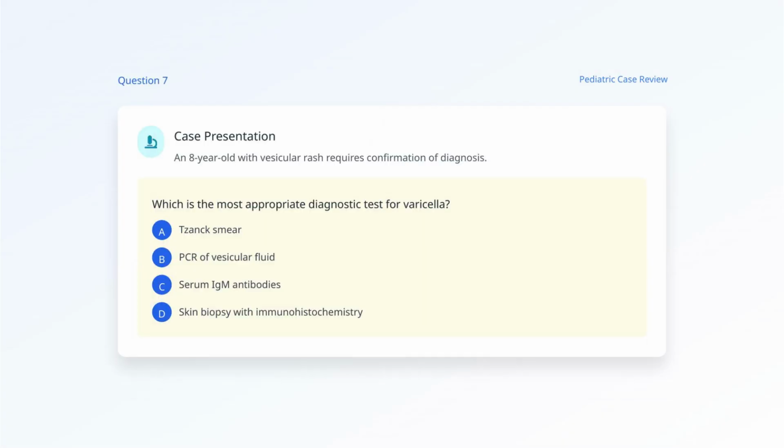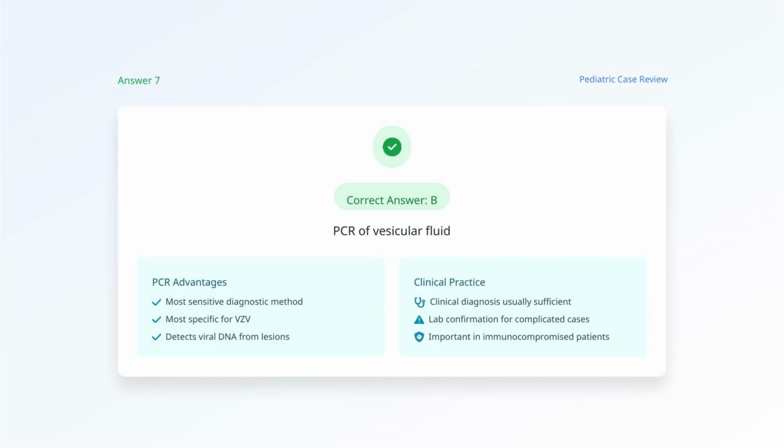An 8-year-old with vesicular rash requires confirmation of diagnosis. Which is the most appropriate diagnostic test for varicella? A. Tzanck smear. B. PCR of vesicular fluid. C. Serum IgM antibodies. D. Skin biopsy with immunohistochemistry. The correct answer is B.